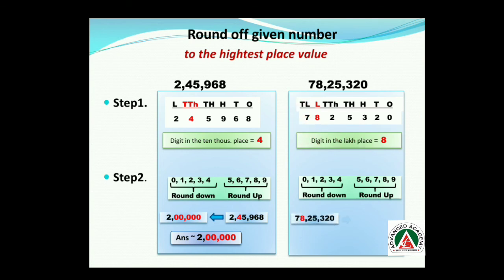So this 78 lakh 25,320. What do you have to do? At what place value are we rounding? 10 lakh. Just add 1 to the 10 lakh place and just drop all zeros. Or 78, what 70? This is one way. Or 78 lakh, what is the next 10 lakh of this? The upper 10 lakh is 80 lakh. So the answer of this is 80 lakh. So this is your answer.